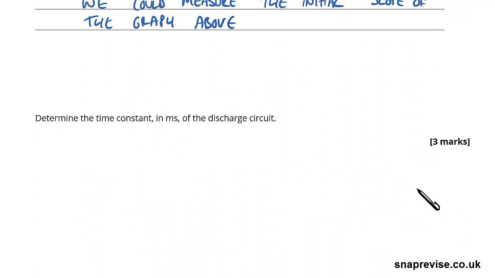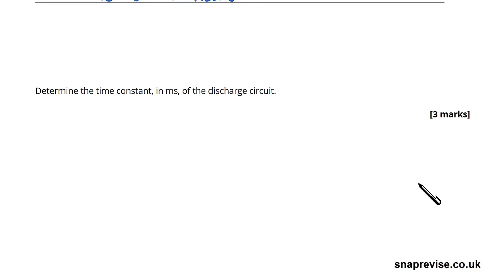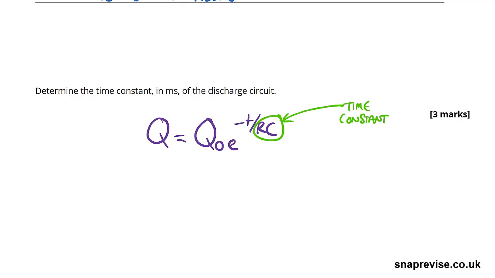The next part of our question asks us to determine the time constant in milliseconds of the discharge circuit. So remember, if you write out the equation for charge, Q equals Q naught e to the minus t over RC, and remember that this RC is the time constant. So there's two ways we can proceed here. There's one which we didn't explicitly cover in the actual lessons we did, but we can practice that now, and we will. And the other option is the more laborious, simple graphical approach.